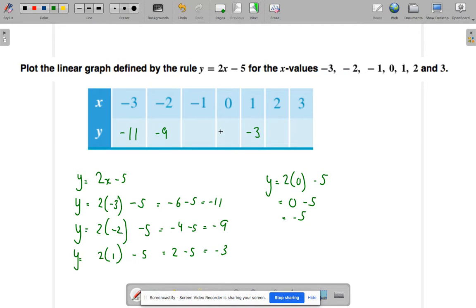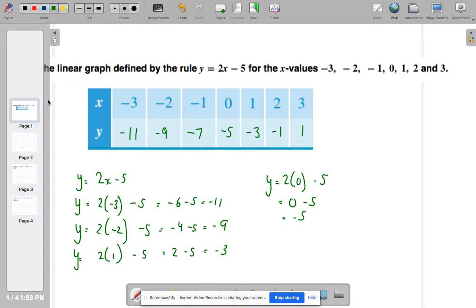Now you might see a pattern starting to develop here. That might enable us not to have to do every single calculation. Looks like they're going up in twos. So I could predict that this one will be negative 1 and this one will be 1. I can check that last one. 2 times 3 minus 5 is indeed 1. And here we'll get minus 7. So we've filled in our table by substituting in the x values to find the y's.